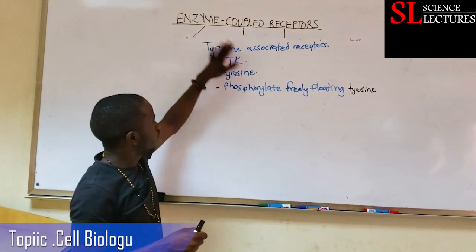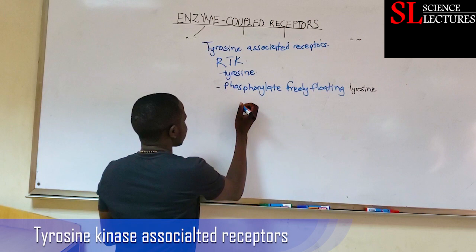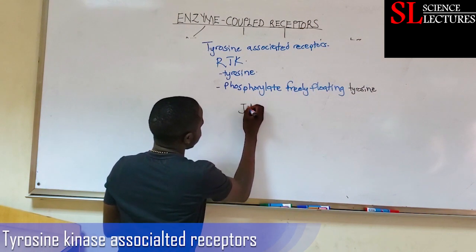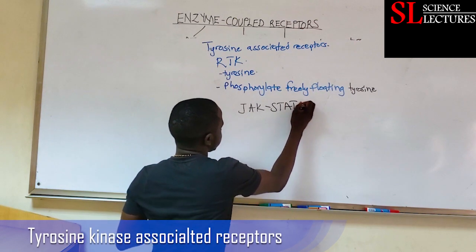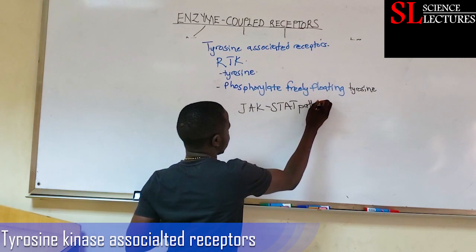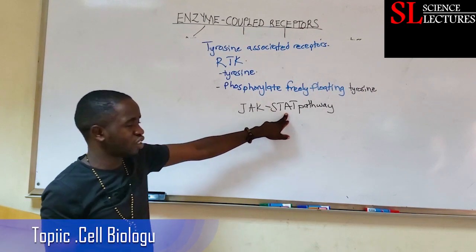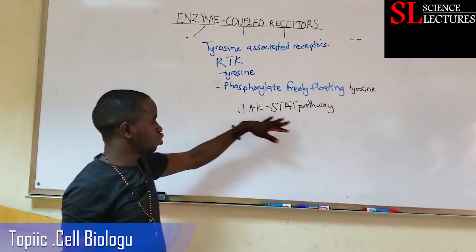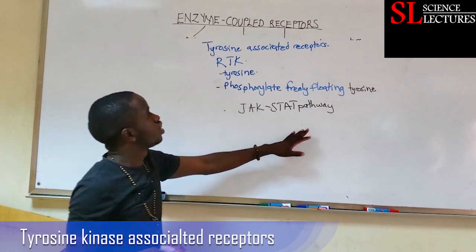These tyrosine associated receptors are still involved in various pathways, like what they call the JAK-STAT pathway, the Janus kinase signal transducer activator of transcription pathway, that we shall be seeing later in the regulation of the cell cycle.